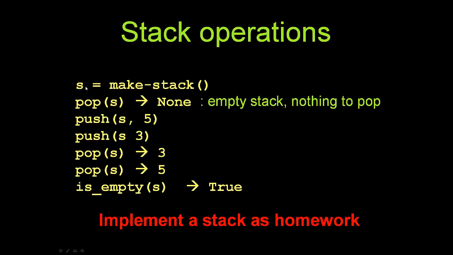Let's say S is an empty stack. If you pop S, you get none. If you push 5 into the stack, and then you push 3 into the stack, when you pop S, you get 3. You pop S again, you get 5. You first get 3 and then 5, so it's in the reverse order. And after you pop 3 and 5, obviously it's empty. This is something you can do as homework.